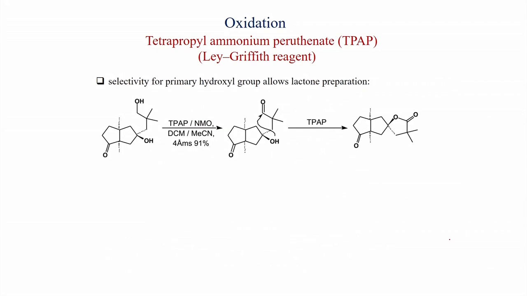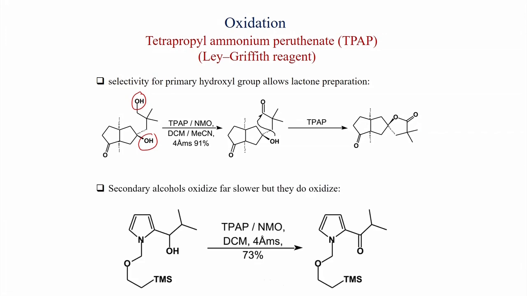Also, selectivity for the primary hydroxyl group allows lactone formation. Here you can see there is a tertiary alcohol and a primary alcohol present. When TPAP, NMO, DCM, and 4 angstrom molecular sieve are used, you get selectively the aldehyde. After that, the lactone is formed: the tertiary alcohol OH attacks the aldehyde to give the lactol, which finally goes to the lactone with TPAP.